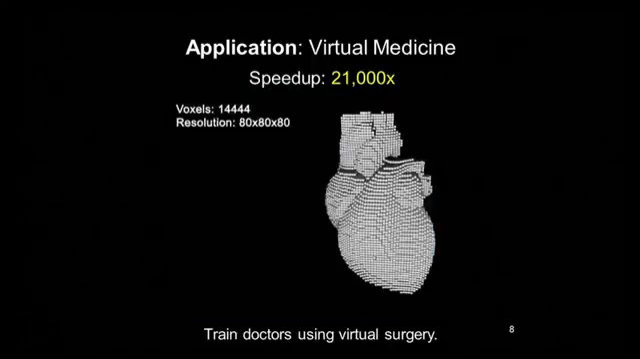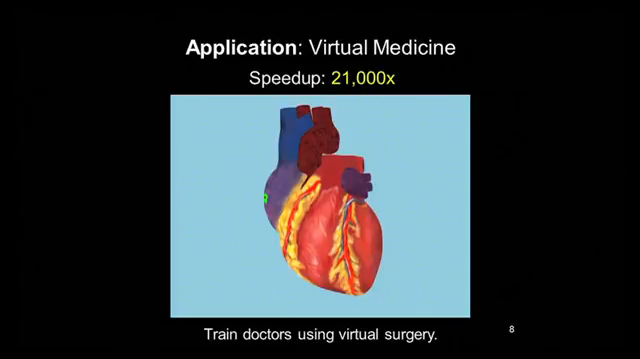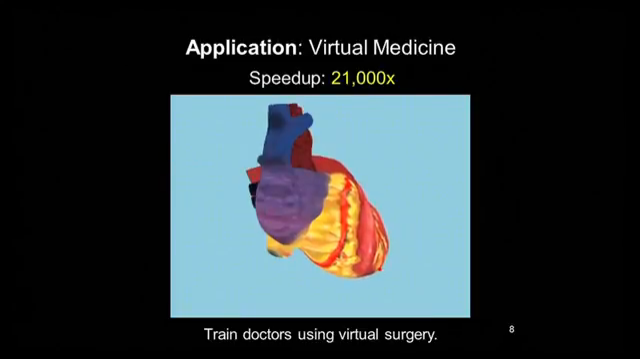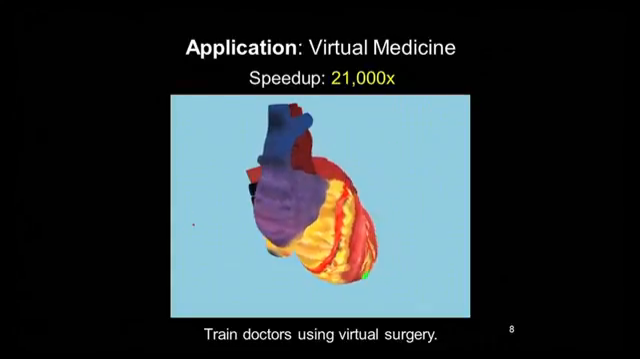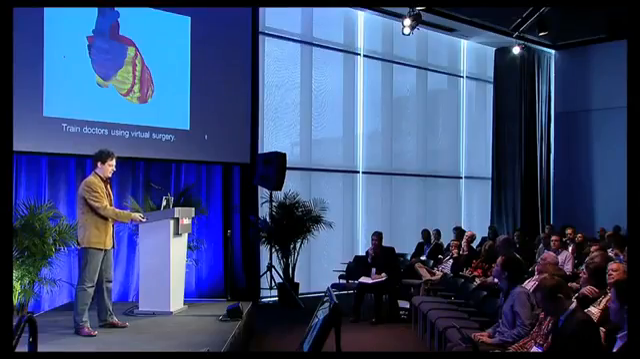So one application is virtual medicine. If you're a surgeon, you may want to train some surgery. You can train now on a simulator, on a computer, rather than on a real patient. I think because my system is fast, you can simulate human tissue in real time inside the actual virtual surgery simulator, which hopefully will lead to fewer mistakes in medical training and in medical practice.